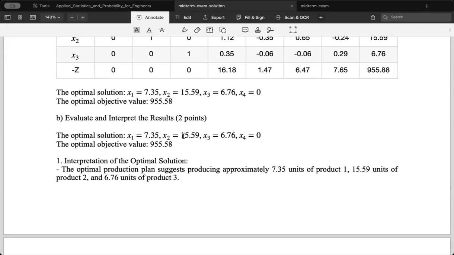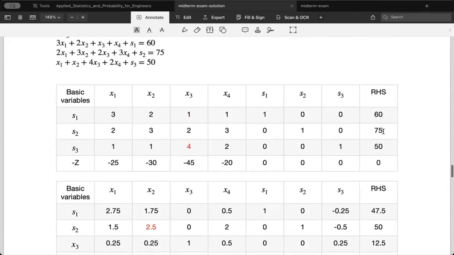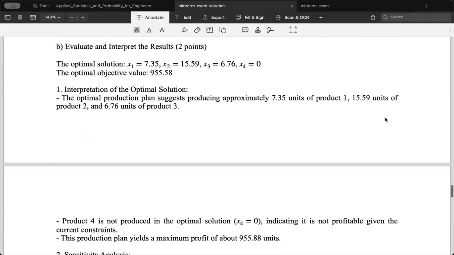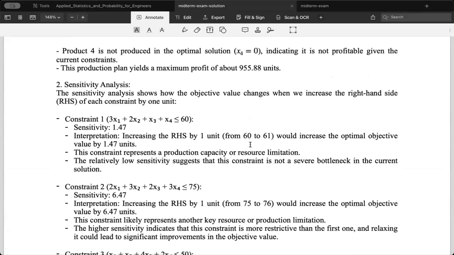Okay, but what you're going to do is you must change the right hand side here. Increase the right hand side by maybe 10. Okay, 1 or 10 is all right. And then solve the solution and see how the objective function changes. For example, here, if the right hand side changes from 60 to 61, only 1 unit, the optimum objective value changes by 1.45 units.